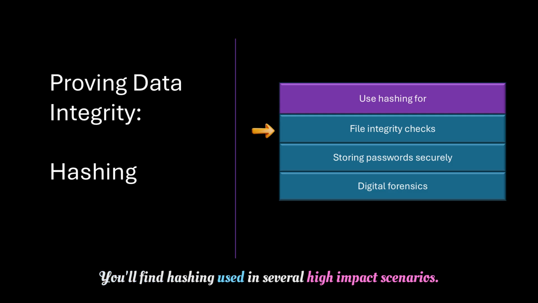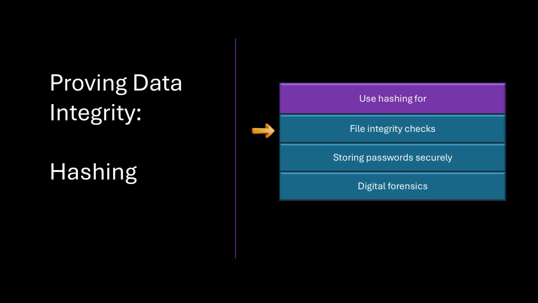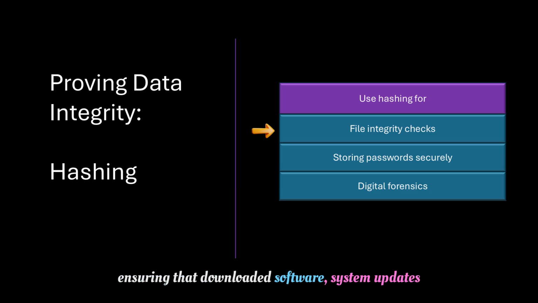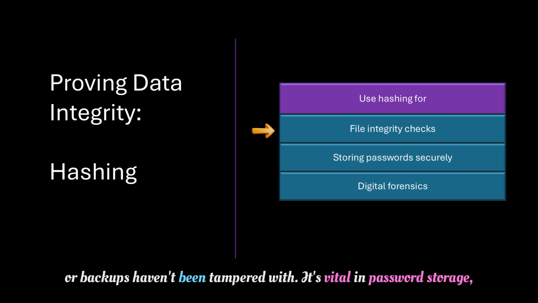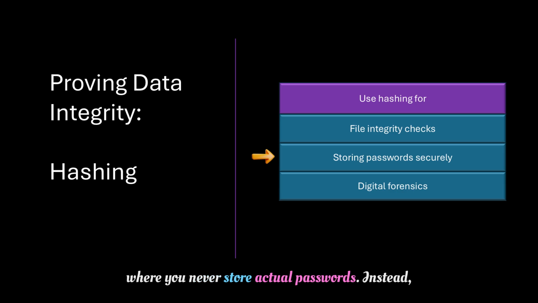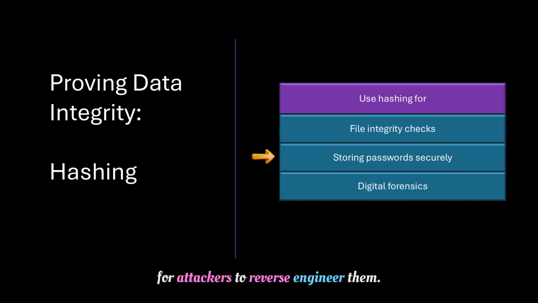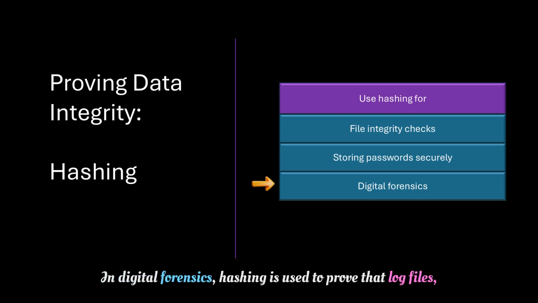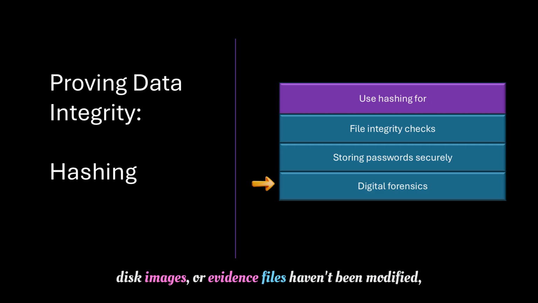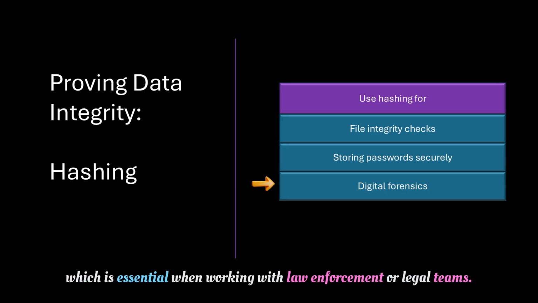You'll find hashing used in several high-impact scenarios. It's commonly applied in file integrity checks, ensuring that downloaded software, system updates, or backups haven't been tampered with. It's vital in password storage, where you never store actual passwords. Instead, you store salted hashes, which makes it exponentially harder for attackers to reverse engineer them. In digital forensics, hashing is used to prove that log files, disk images, or evidence files haven't been modified, which is essential when working with law enforcement or legal teams.